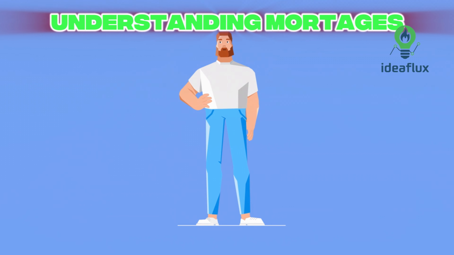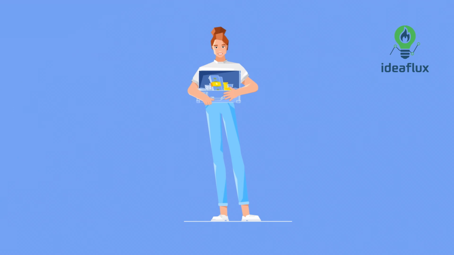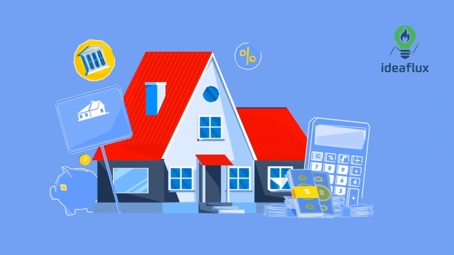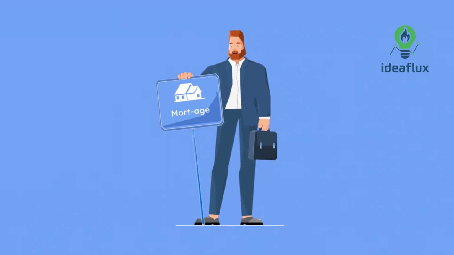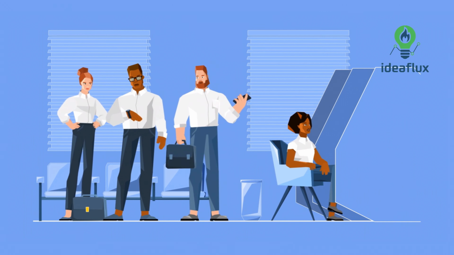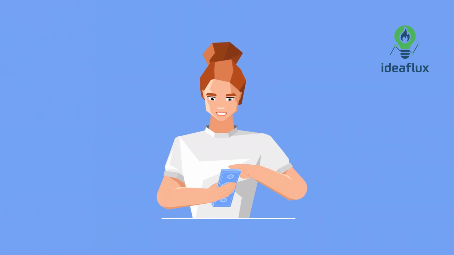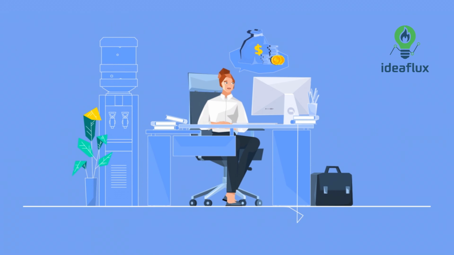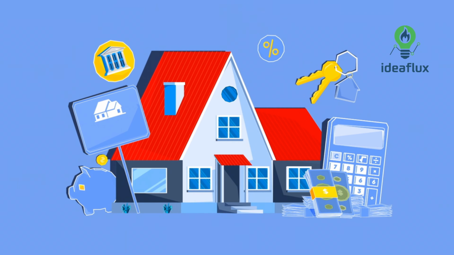Section 2. Understanding mortgages and equity. Now that we know the types of properties, let's talk about financing and equity, two crucial parts of real estate investing. What is a mortgage? A mortgage is a loan from the bank that helps you buy a property. Instead of paying the full price up front, you make monthly payments that cover the loan amount plus interest. The bank requires a down payment, usually between 3% and 20% of the property's price.